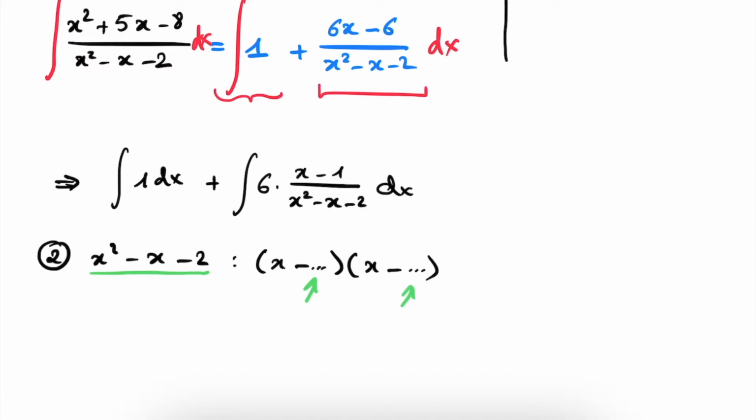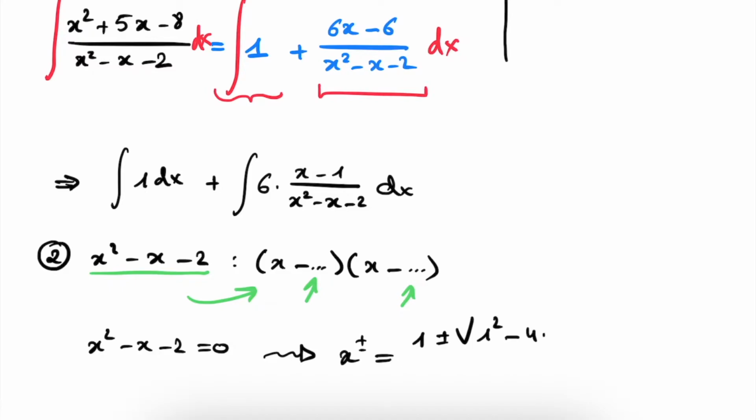Because if we found these, then we know that we can always write our second degree polynomial as a product of 2 terms. So what we have to solve is x squared minus x minus 2 is equal to 0. And we know, of course, that this equation has 2 solutions, x plus minus, which is equal to 1 plus or minus the square root of 1 squared minus 4 times 1 times minus 2.